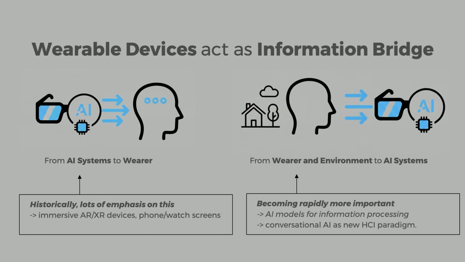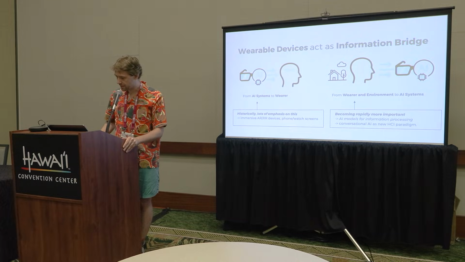So really, this is becoming more and more important, and it's driven by two things. First, AI models are now able to process large amounts of diverse, unstructured data in a way that makes sense. That wasn't the case like 10 years ago. And second, we have conversational AI, right? ChatGPT and consorts as a new paradigm for interaction with information in these AI systems. All right.